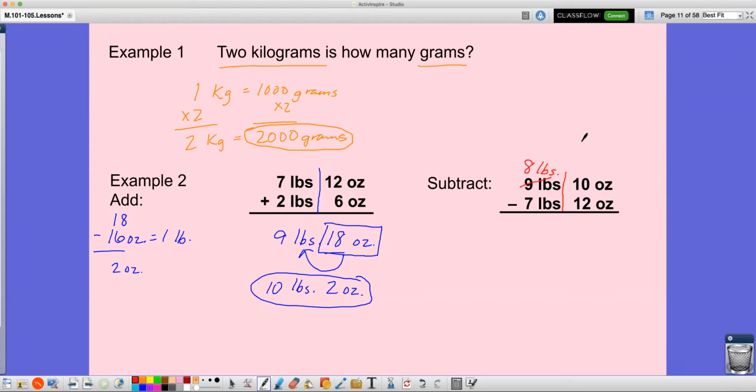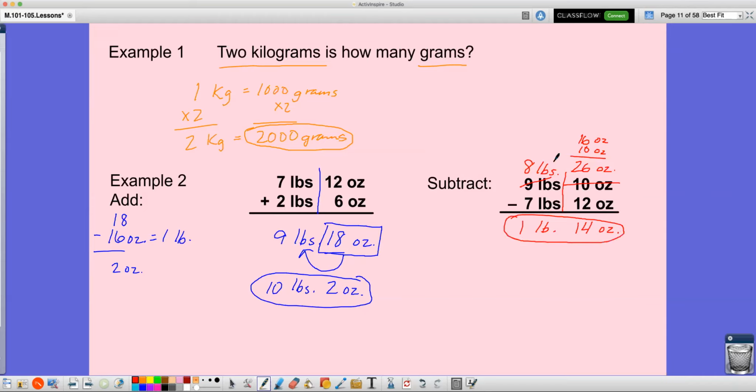And if I borrow 1 pound, I'm throwing 16 ounces over here, and I would end up with 16 ounces plus the 10 ounces we already have, which would be 26 ounces. So now I have 8 pounds, 26 ounces, and I need to subtract 26 minus 12 in order to get my answer of 14 ounces here, which is still under the 16 ounce equals 1 pound threshold. And then we have 8 pounds minus 7 pounds on the pound side, which ends up being 1 pound, 14 ounces in our final answer.